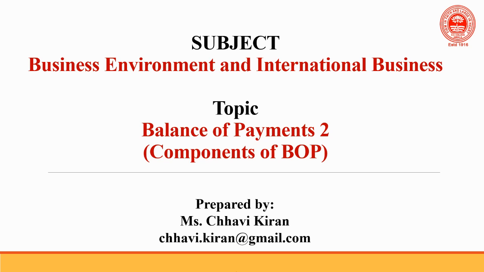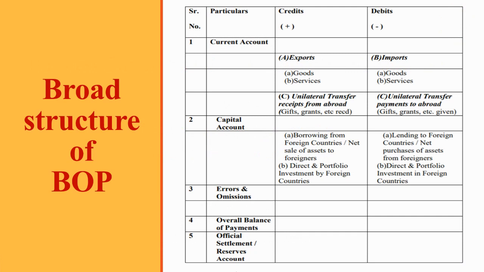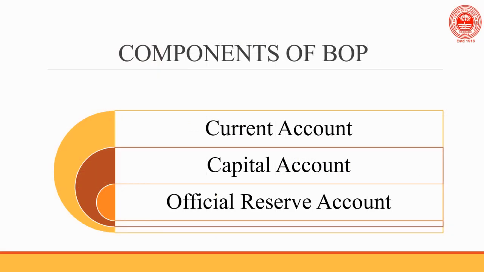So, beginning with the broad structure of balance of payments, as you can see, it includes current account, capital account, errors and omissions. After that, the overall balance of payments is calculated, and further, the official settlement or the reserves account is mentioned. So, we will talk about all these components one by one, beginning with the basic components of balance of payments: the current account, capital account, and official reserve account.